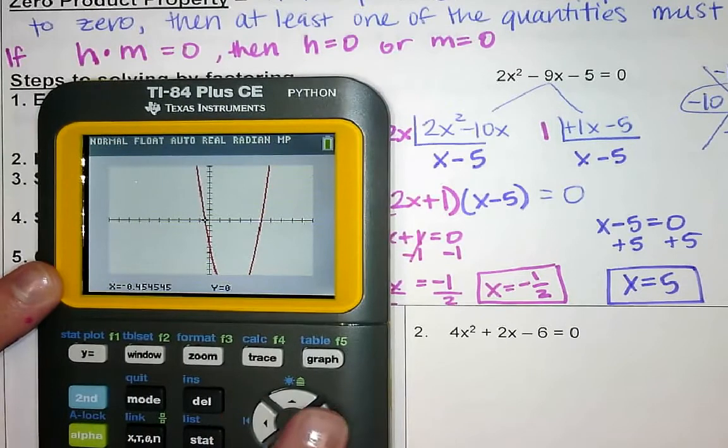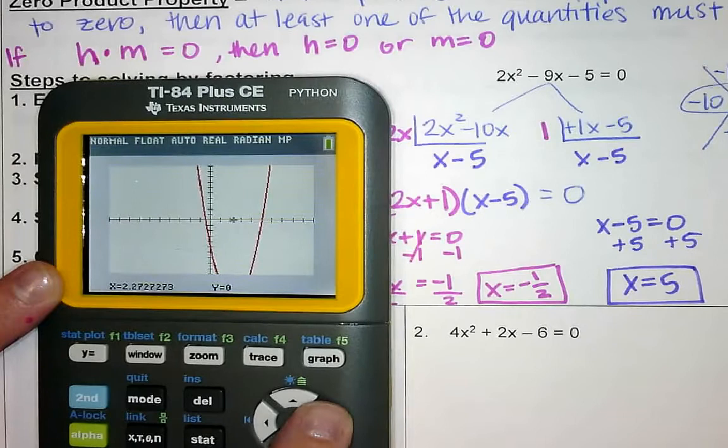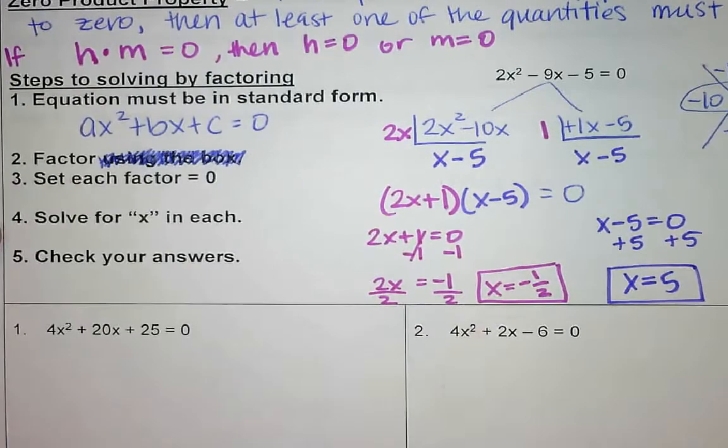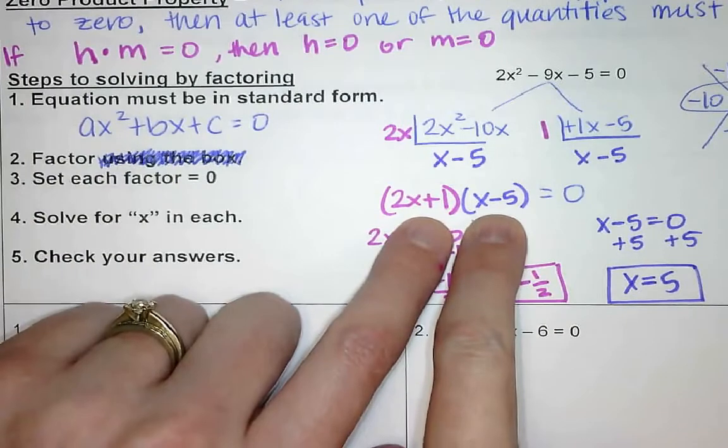So guys, you can solve this by graphing. You can solve it by factoring. And I want you to take a look at the factors here. One of my solutions is -1/2. The other solution is +5.